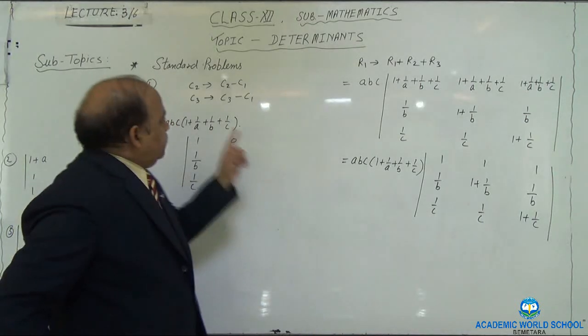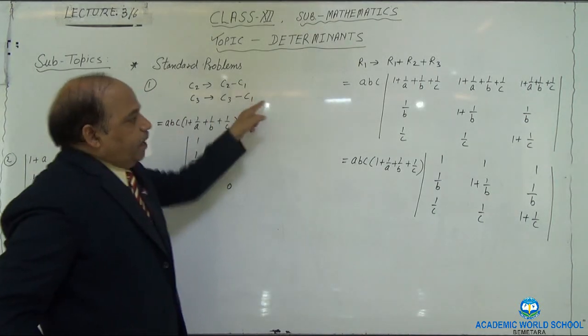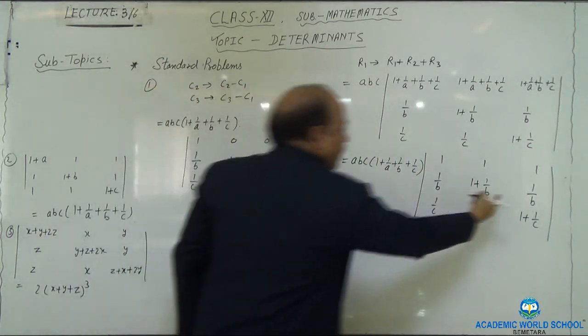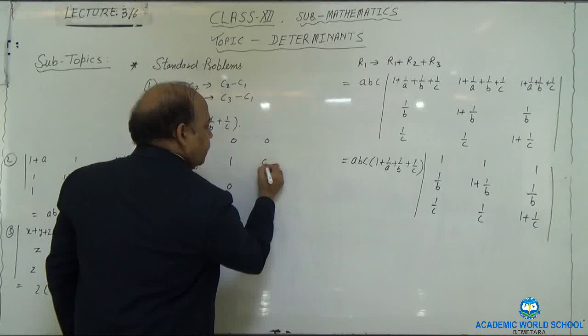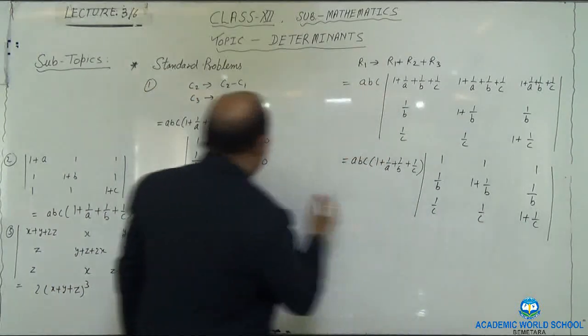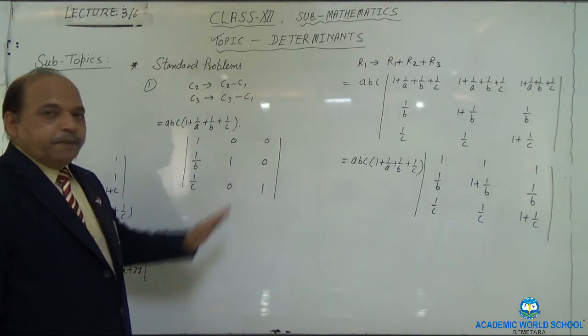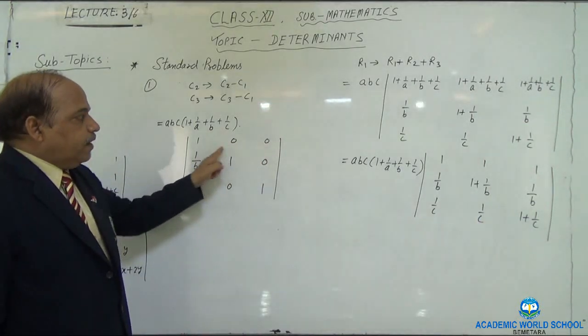Fine. Now, what are you doing in C3? C3 minus C1. So 1 minus 1 will give you 0. 1 upon B minus 1 upon B will also give 0. This minus this will give you 1. Now you can see that we have expanded it. So we got 2 zeros in this.